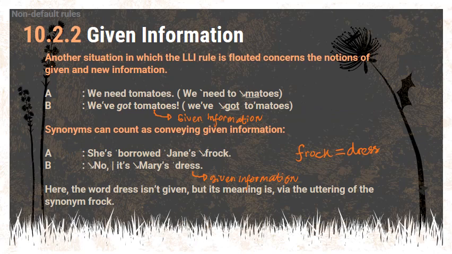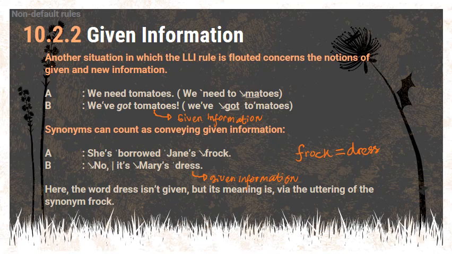The second is given information, as in these examples. We need tomatoes. We've got tomatoes. Here, tomatoes is given information because tomatoes has been mentioned in the first utterance. Because it is given information, the tonic is moved to the vocabulary before that, I mean, the last lexical item before tomatoes, that is got.